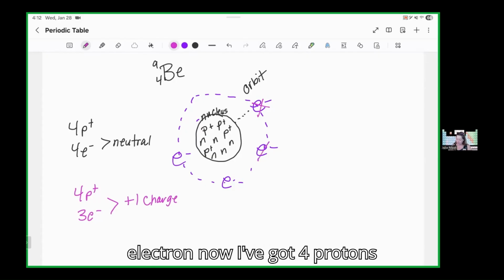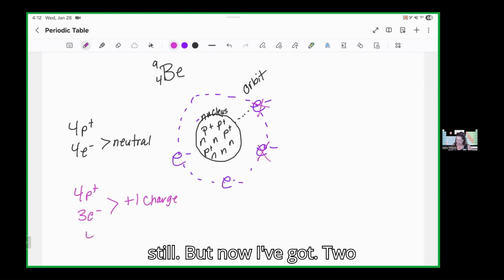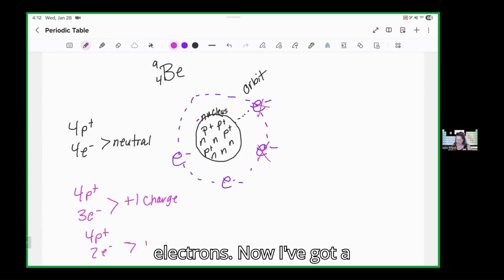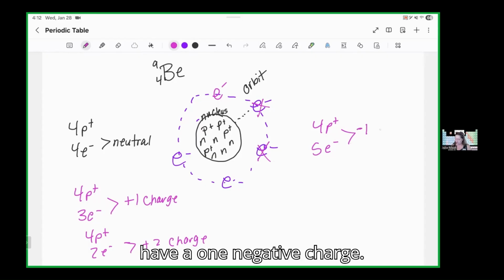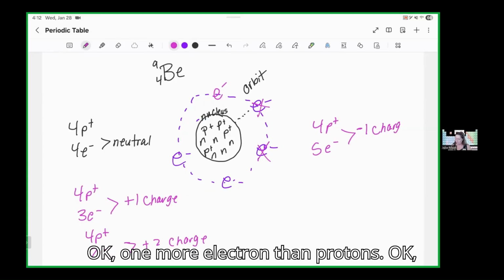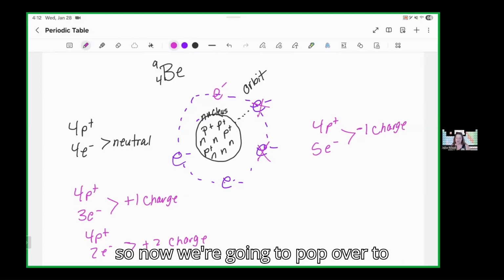If I lose another electron, now I've got 4 protons still, but now I've got 2 electrons. Now I've got a positive 2 charge. Okay, so what if he gained an electron? You would have 4 protons, but now you would have 5 electrons. You would have a 1 negative charge. Okay, 1 more electron than protons.